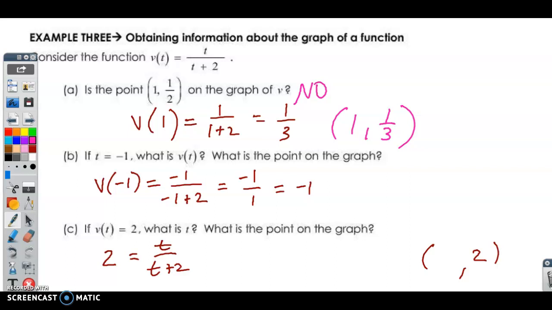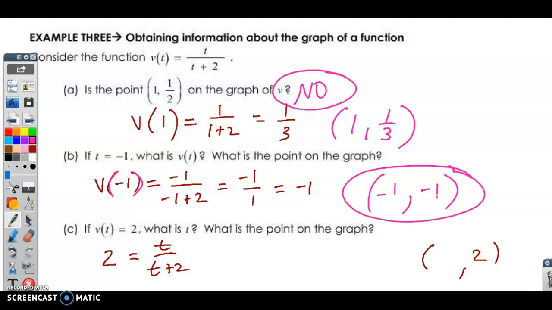B, if t equals -1, what is v of t? Okay, well, if I plug in -1, what do I get? Well, I get -1. So they're asking, what is the point? So the x-coordinate, or t, is -1, and the y-coordinate, or v of t, is also -1. So there's your answer. So this one they're asking for the point. This one they're asking, is it on the graph?